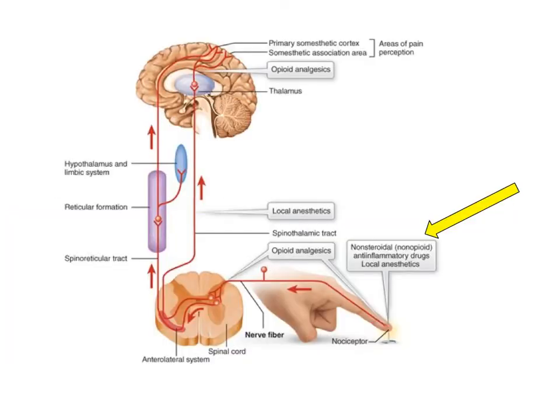When we think about the nervous system, we have the peripheral nervous system and we have the CNS. So at the periphery, we have the nociceptors, say on the tip of the finger, and then those nerve fibers go into the spinal cord, and then the spinal cord carries those. So what we'll talk about first are the non-steroidals, non-opioid anti-inflammatory agents. Those are things that act on the periphery.